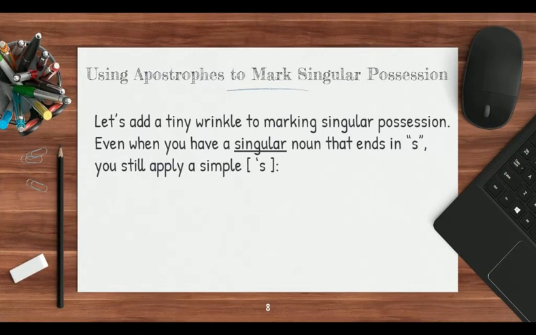So let's add a tiny wrinkle to this. Even when you have a singular noun that ends in S, you still apply a simple apostrophe S. Now, admittedly, this is going to be something that even my advanced students might not be 100% confident on. But for simplicity's sake, the most common grammar rule that's accepted in adding possession to a singular noun is, if it ends in S, to still add that apostrophe S. It may feel a little awkward at first, but it's still the best route to go.